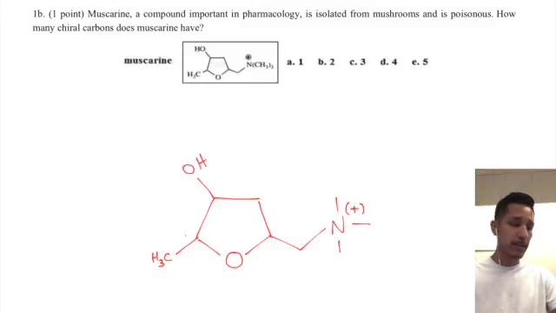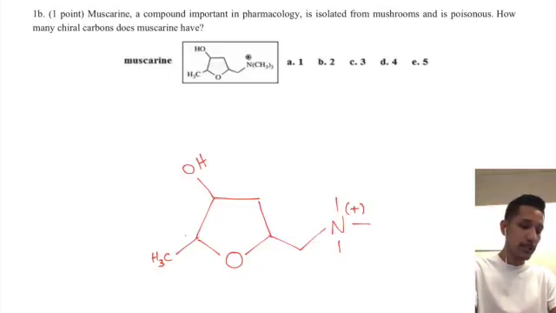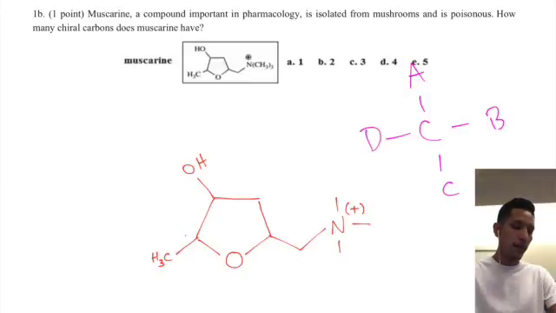So now we're going to be going over question 1b, which asks, how many chirocarbons does muscarine have? One thing you've got to know is what a chirocarbon is. A chirocarbon is any carbon that is attached to 4 different compounds. And so this would be a chirocarbon because it has 4 different compounds.